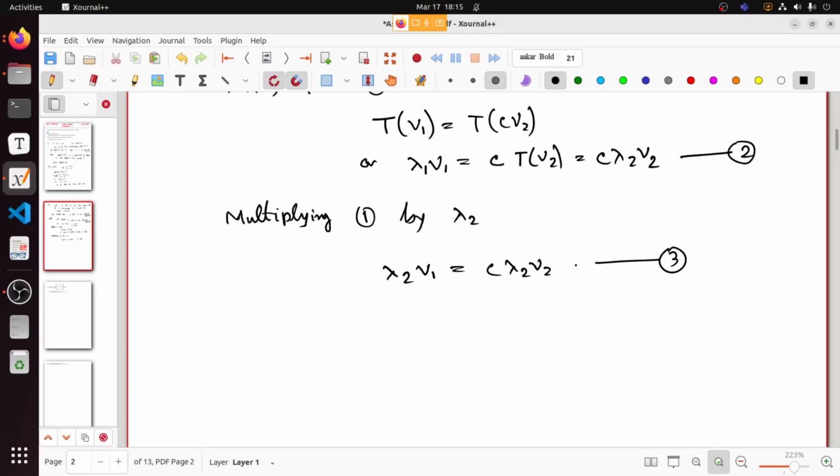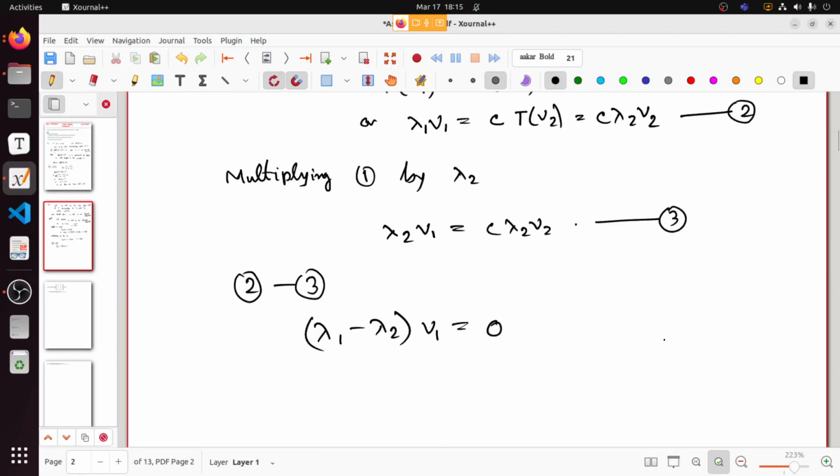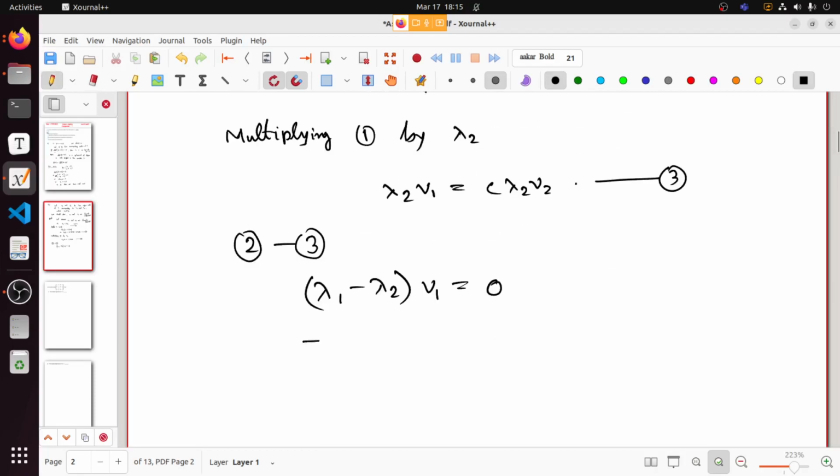Now subtract 2 and 3. Then what will you get? Lambda 1 minus lambda 2 of v1 equals c lambda 2 minus c lambda 2, so on this side you will get 0, because these two are the same. And v1 is an eigenvector, so v1 is non-zero, right? Which implies lambda 1 should be lambda 2, right?